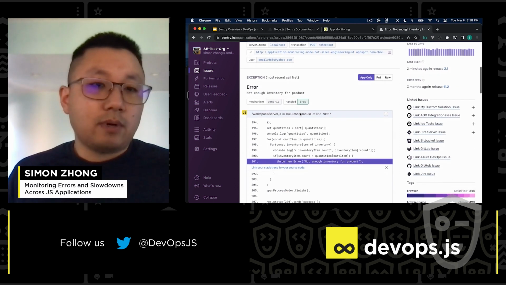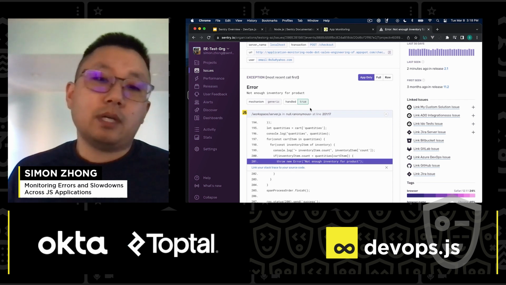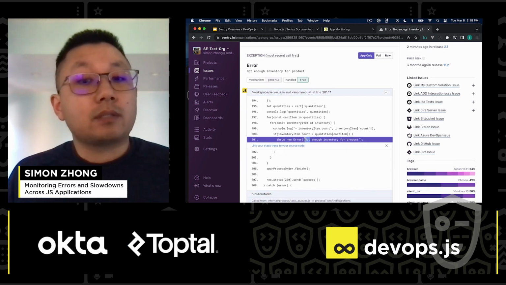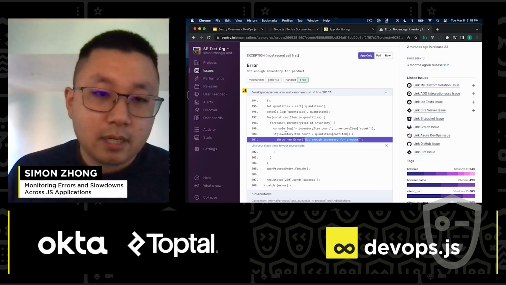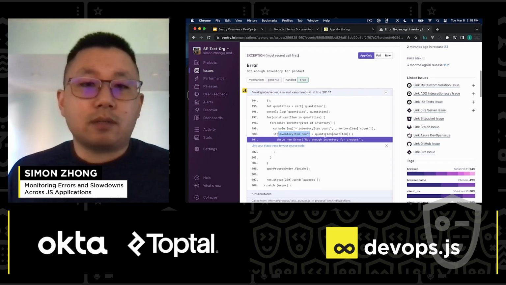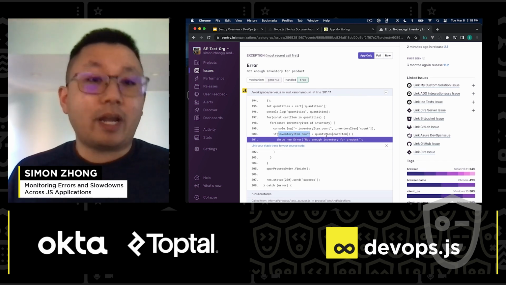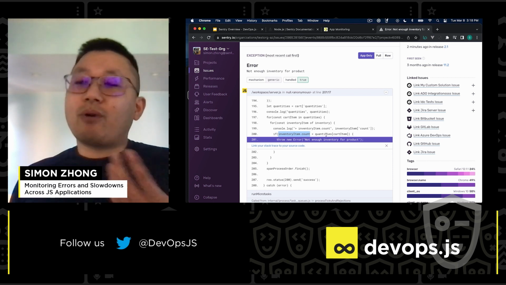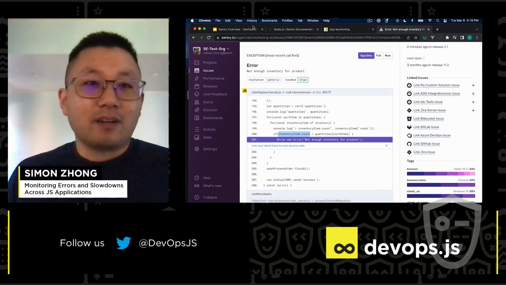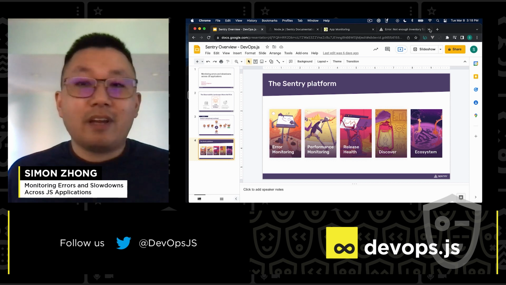With the stack trace as well, we've got our Node stack trace, and we got an error because there was not enough inventory for our product, because the inventory item count and quantities just weren't happy together. Okay, so we can work with our backend team, figure that out. Great. So that's the first item here, error monitoring.